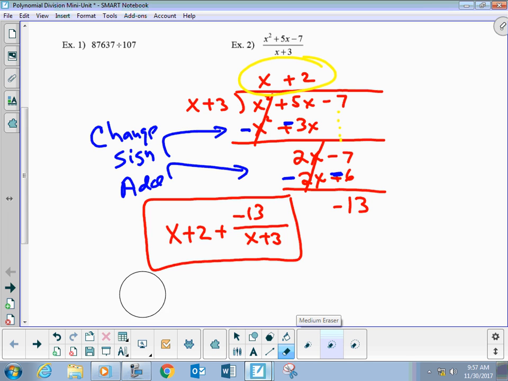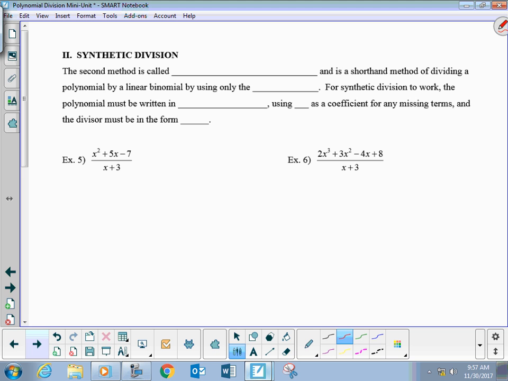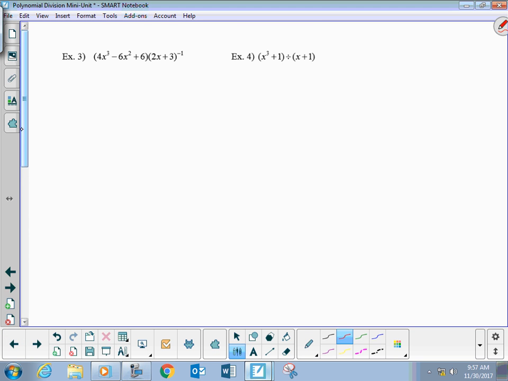Let's see what happens in example 3. Oops, example 3, down here. Here we go. I like to try to hide division problems on you. How is that a division problem? The negative 1 means that term belongs in the denominator. So this problem really is 4x cubed minus 6x squared plus 6 over 2x plus 3.